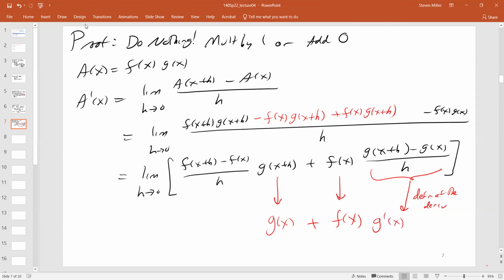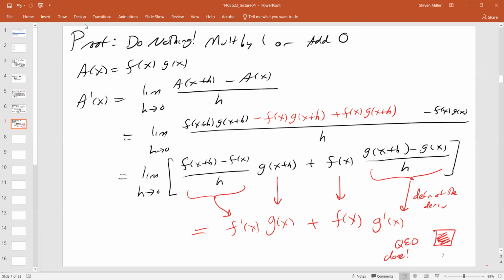This is why we started with, what is a prime of x? A prime of x is the limit as h goes to 0 of a of x plus h minus a of x over h. Now we're just using the definition of the derivative with the function g. And the last one, f of x plus h minus f of x over h, just goes to f prime of x. And there's the product. This is called the QED symbol. It means done. Quod erat demonstrandum, that which was to be shown, we finished the proof.